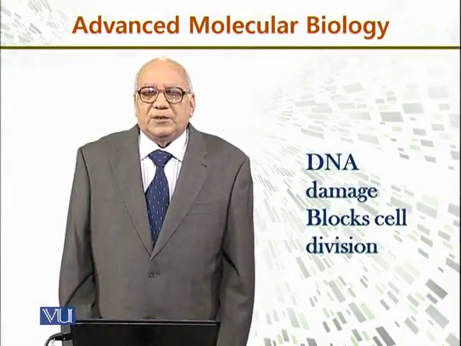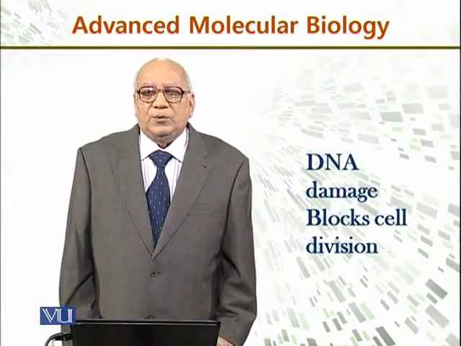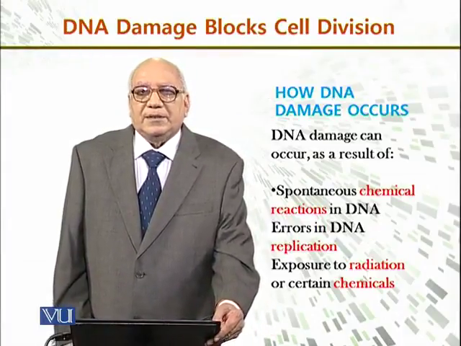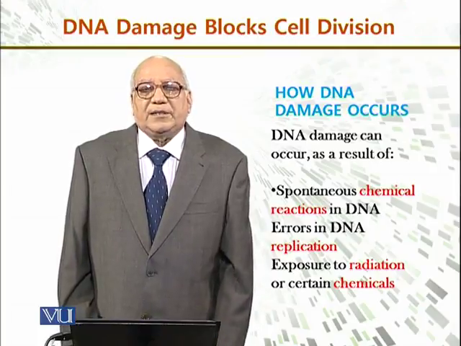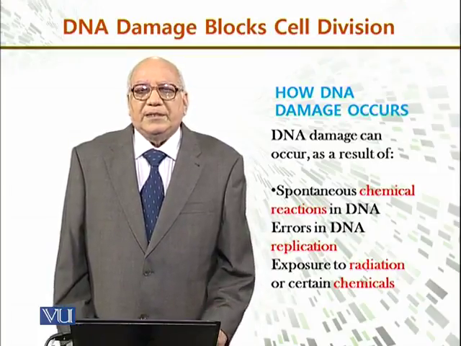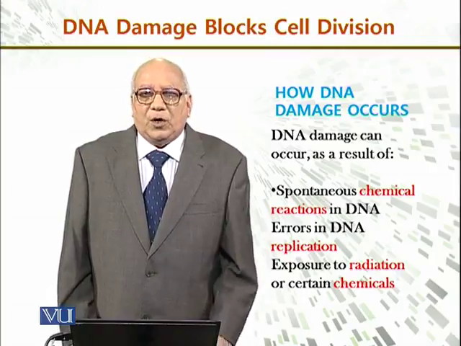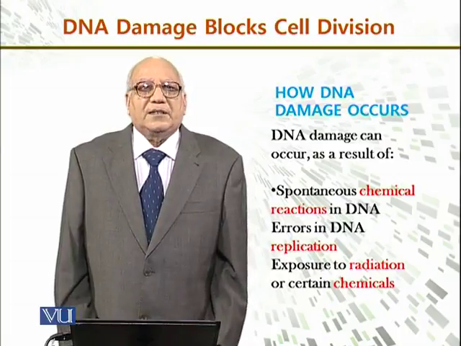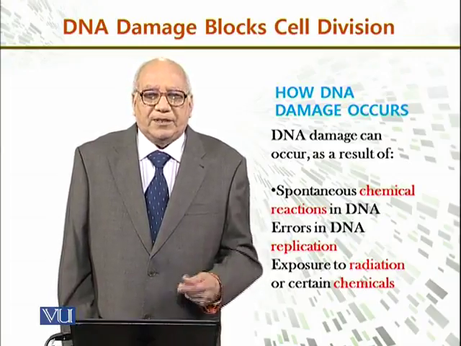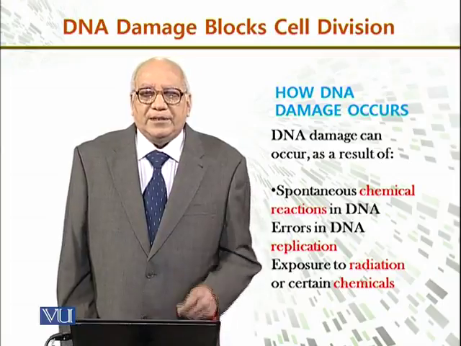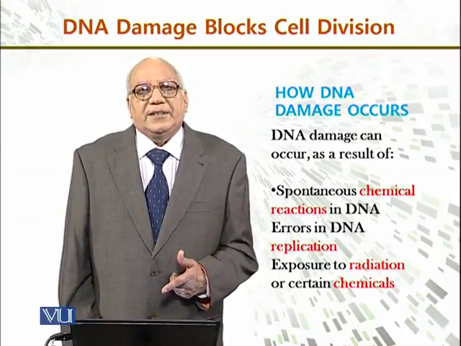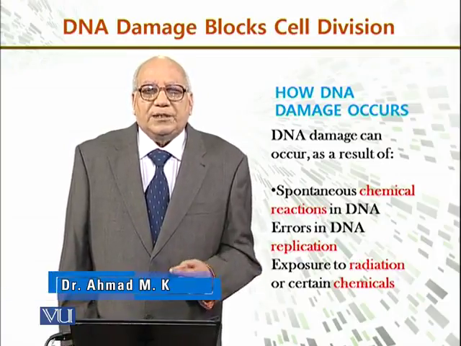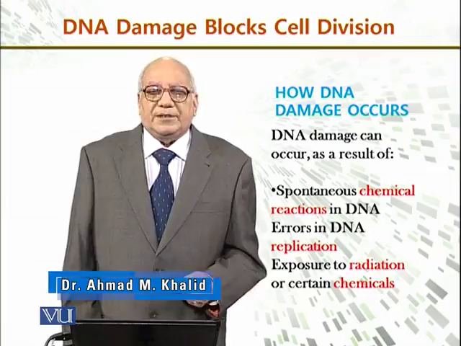In this module, we will discuss how cell division can be blocked, and cell division, as a matter of fact, is blocked by DNA damage. Now, how does DNA damage occur? DNA damage can occur as a result of, number one, spontaneous chemical reactions in DNA. Because DNA is a macromolecule and is a chemical, there can be spontaneous chemical reactions.